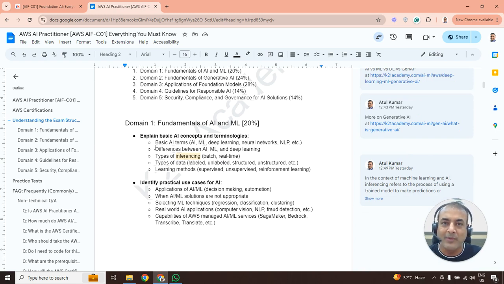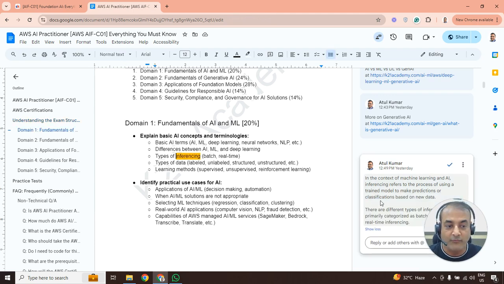So what you cover in fundamentals of AI and machine learning: the basic AI concepts, the basic terminologies, including what I mentioned, plus neural networks, NLP, natural language processing, differences between AI, machine learning, deep learning, and what inference is, and types of inference, both batch and real time.